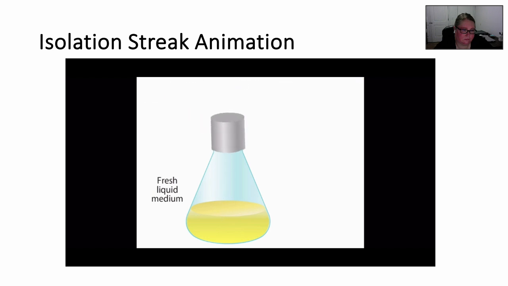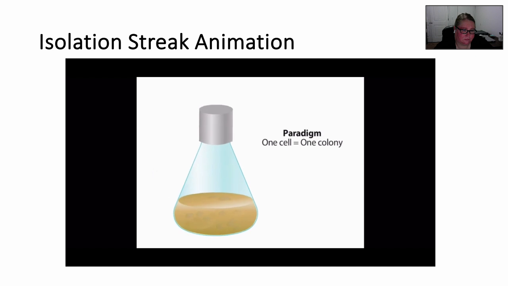It is important to note that the one cell equals one colony paradigm does not hold for all bacteria. Organisms such as streptococci or staphylococci usually occur as chains or clusters of several cells. A cluster of 10 or so cells, called a colony-forming unit, or CFU, may give rise to a single colony.